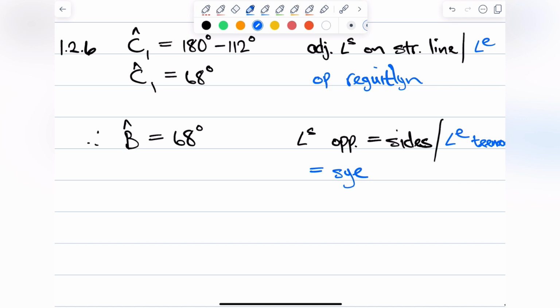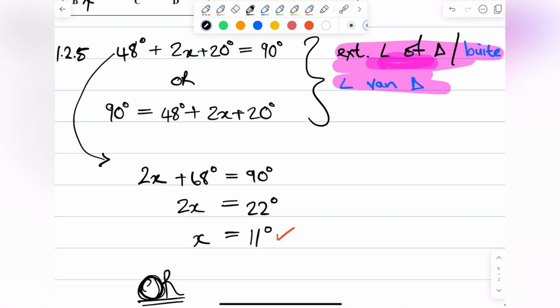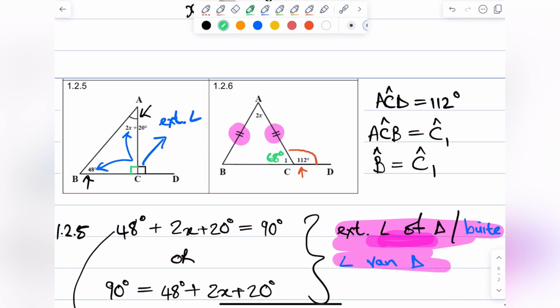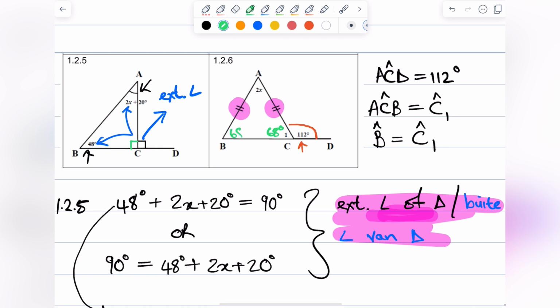Okay, so what do we do now that we have B is equal to 68? Well, we can go back and write 68 there as well. So we've got 68 degrees.